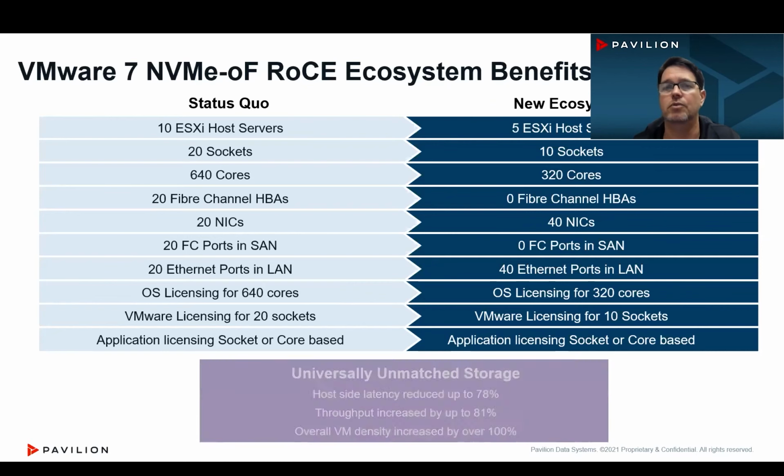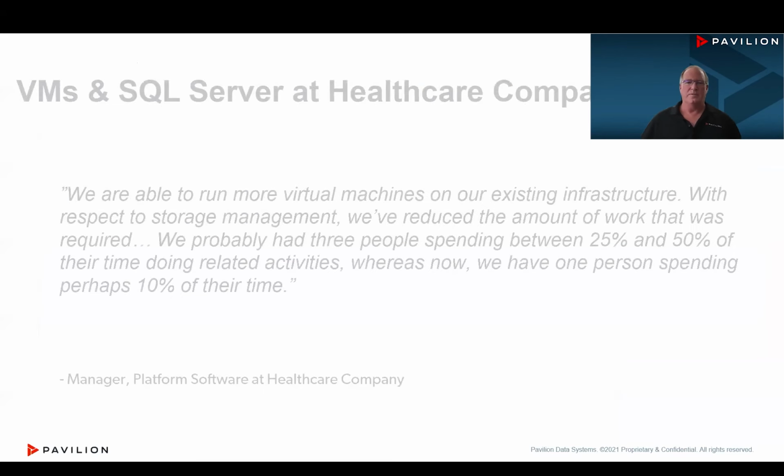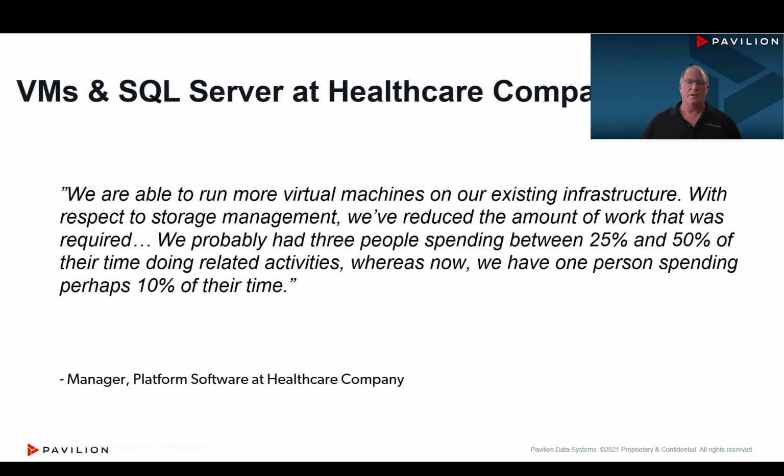And essentially what they were able to achieve is universally unmatched storage performance, density, scalability, and flexibility. They reduced latency by 78%, increased throughput by 81%, and increased their actual density by over 100%. So massive, massive benefits for this company. Yeah, but don't just listen to us. Here's what the customer has to say.